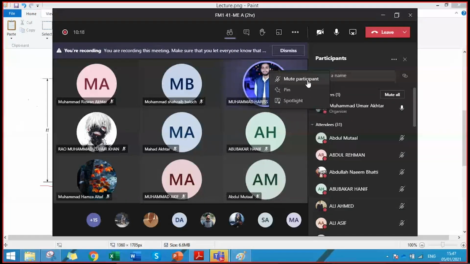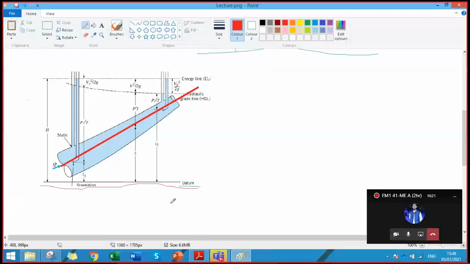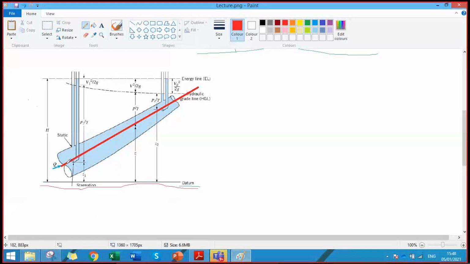ठीक है जी. So this line along the center is representing your center line. This bottom horizontal line is representing your datum, or the reference line from which we will be measuring all the values. So the distance from this bottom line to this center line is the elevation of that point. This is the elevation.